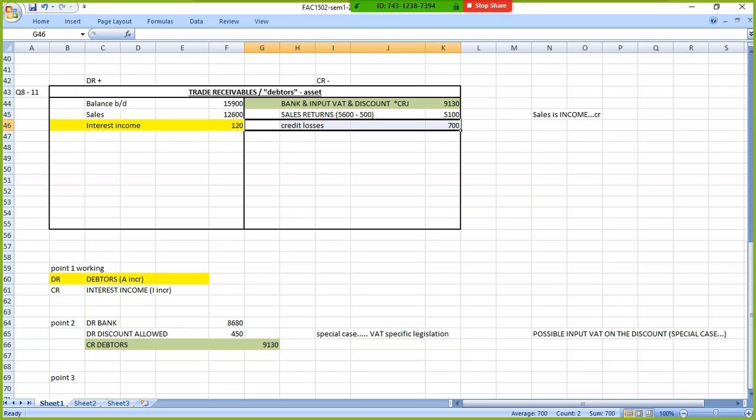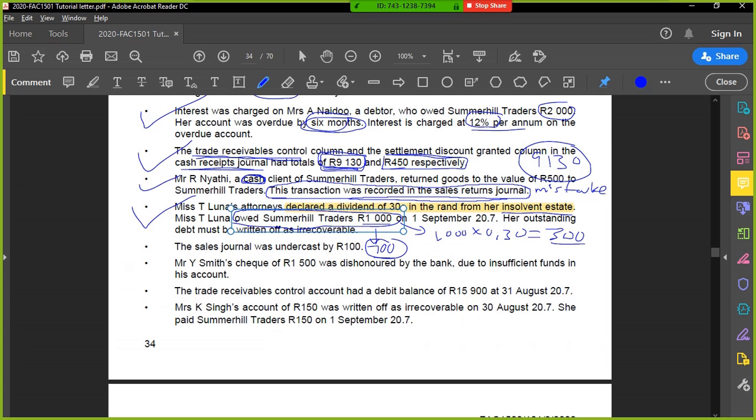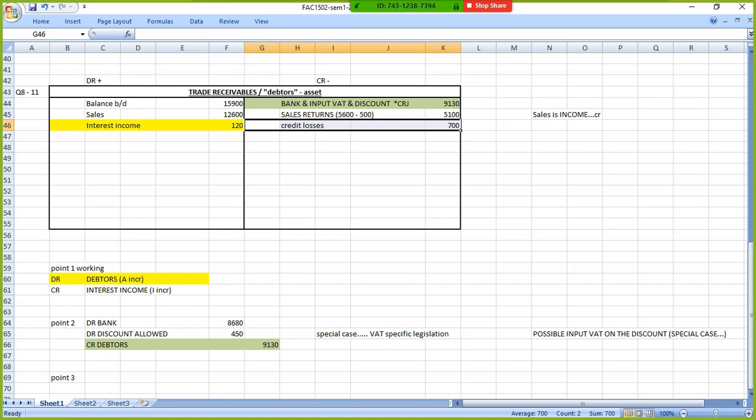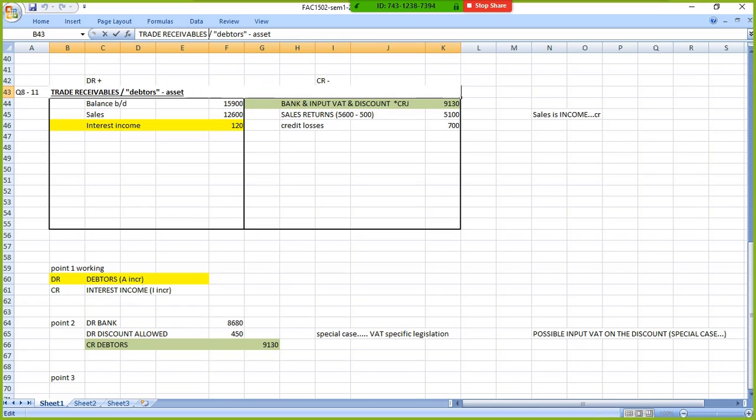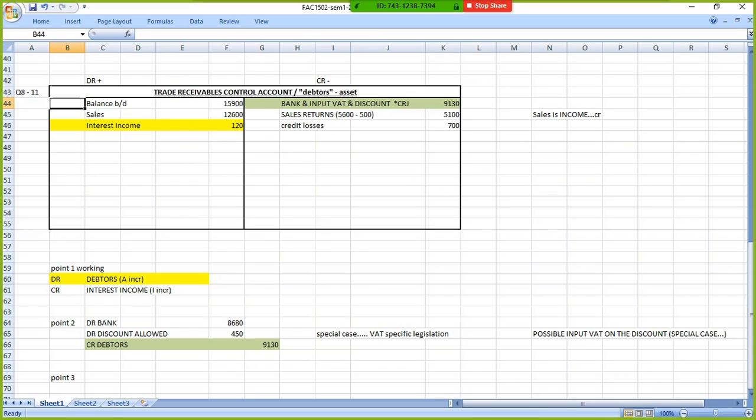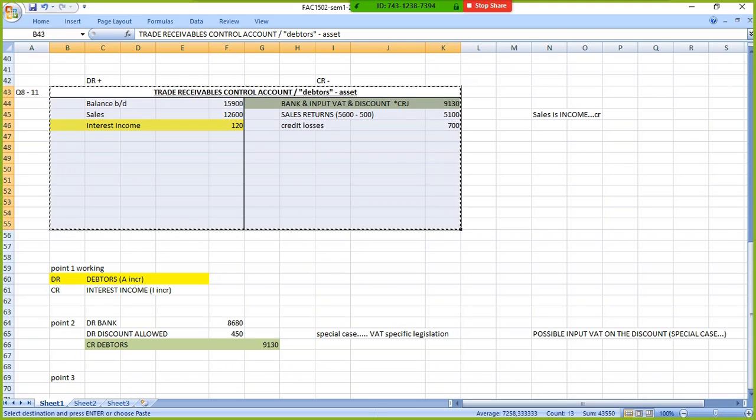Next. Is trade receivables account and trade receivables control account the same thing? Well, the control account is just a summary of all the separate debtors. Think about it: are you going to have one customer or many? Many. So the control account is just a summary of all the customers. Every customer will have their own account. This trade receivables control account would be one account summarizing everybody else's small account.